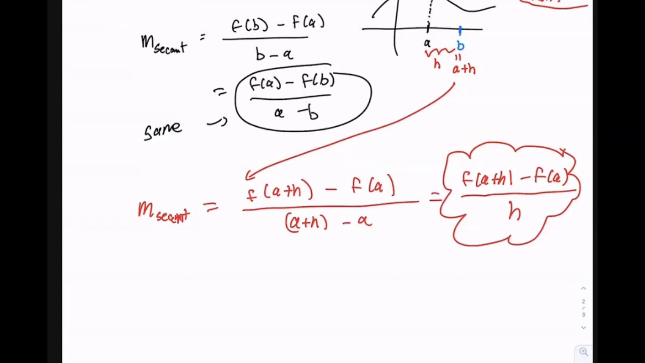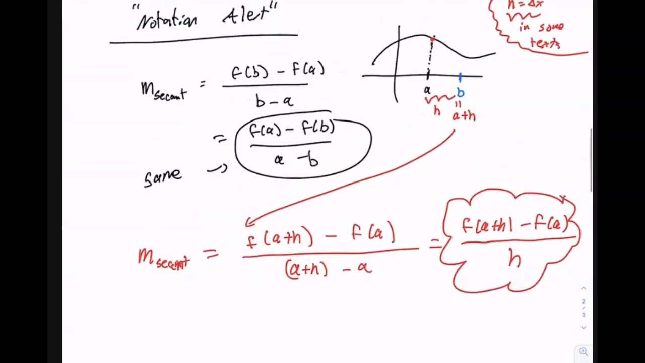So that's the same formula. I wanted to point out that these formulas are all finding the same thing. All 3 of these formulas that you see right here are all finding the same thing. They're all finding the slope of the line, the secant line between point A and point B.